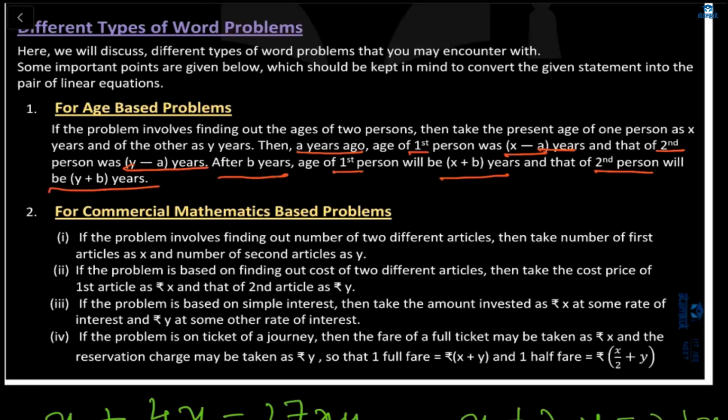Yes, ma'am. Ma'am, in this word problem I face the most problem. What in this word problem? In this kind of word problem, ma'am, I face more problems than other sums. It is harder, I feel.